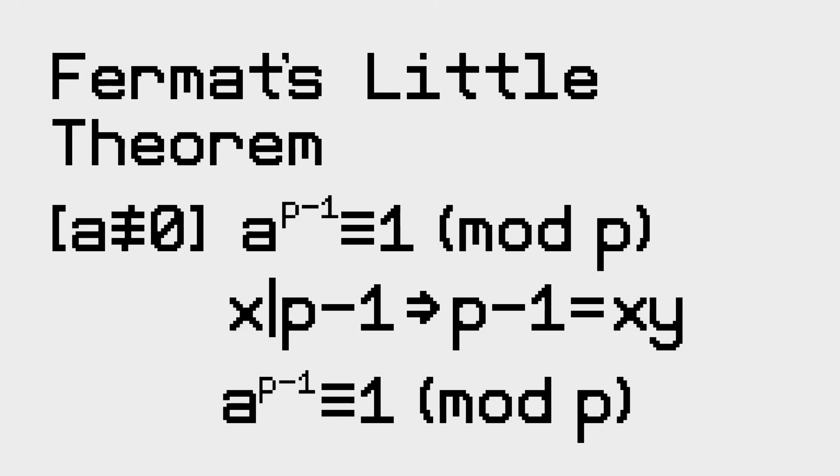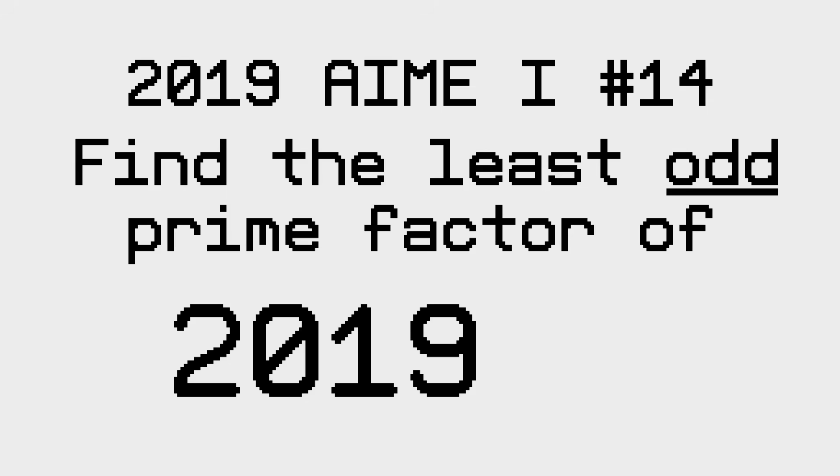Now that we have all the tools needed to solve the problem, let's actually solve it. The problem states, find the least odd prime factor of 2019 to the power of 8 plus 1. If you want to solve it by yourself, pause the video now because now is your last chance to try it. Let's start by calling the prime we want p.